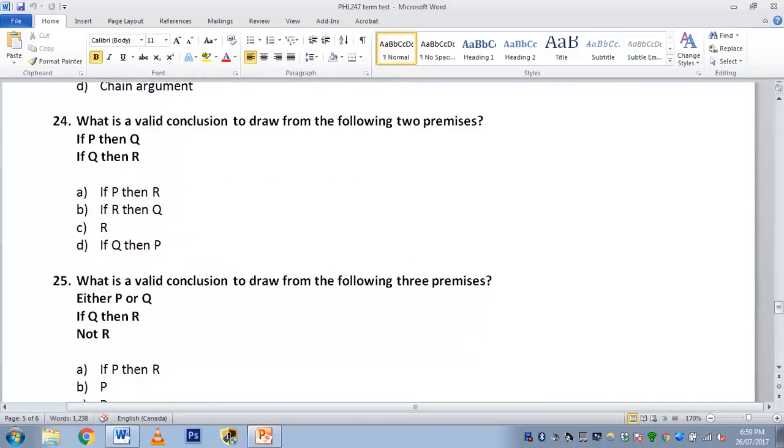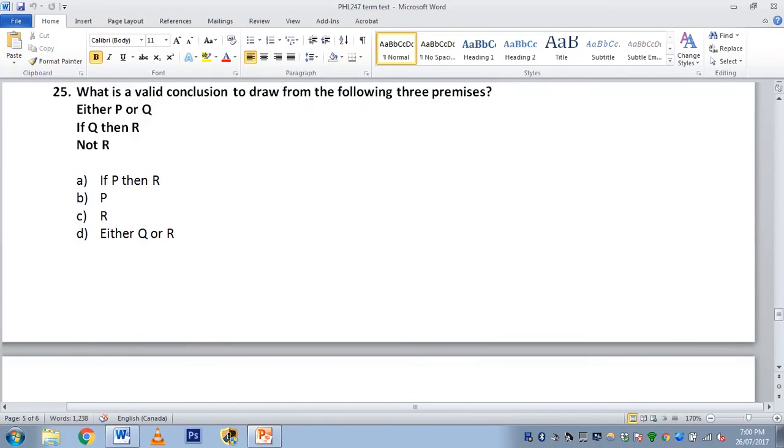So, all right, what is a valid conclusion to draw from the following 2 premises? If P, then Q, if Q, then R. A. Yeah. Okay. And what is a valid conclusion to draw from the following 3 premises? Either P or Q, if Q, then R, not R. P. Okay. Now let's really take a break, and we'll talk about the diagrams and then the rest of the thing. All right, 10 minutes, we'll come back.